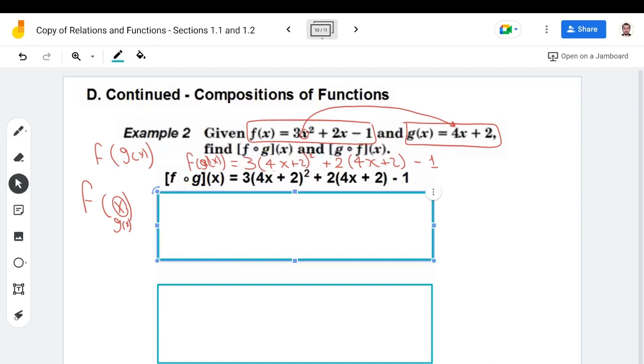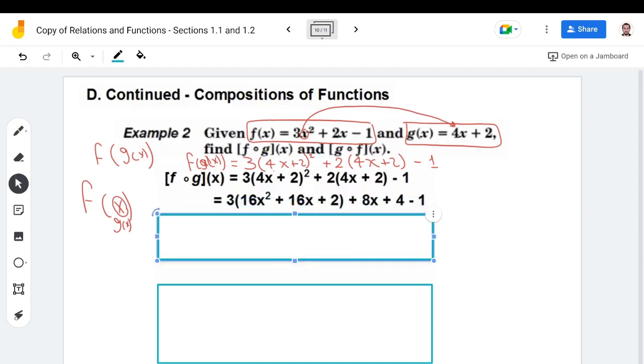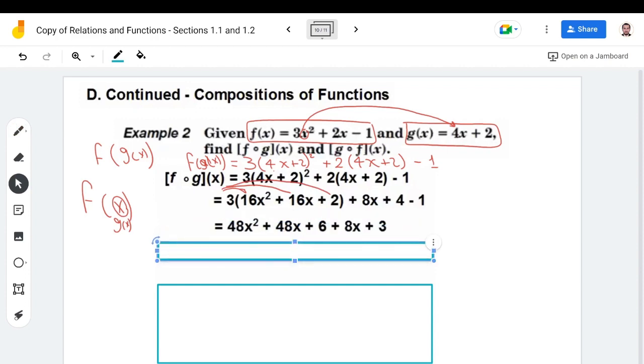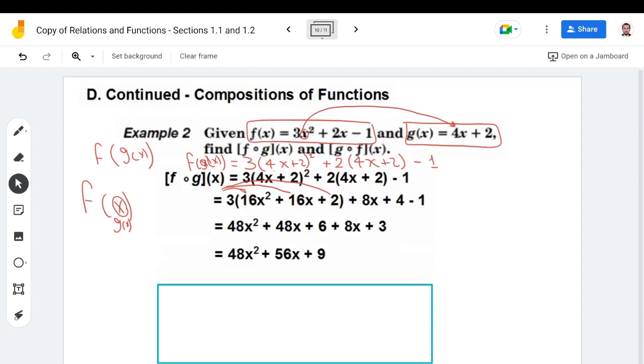What do you think the next step is? Square, so we square this. If we square this, it will become 16x squared plus 16x plus 2, right? Then what do we need to do? Yes, distribute it for everyone here. After we distribute, what will we do? Yes, add the like terms. As you can see here, that's how we can add the like terms. We will get this very nice, beautiful function.